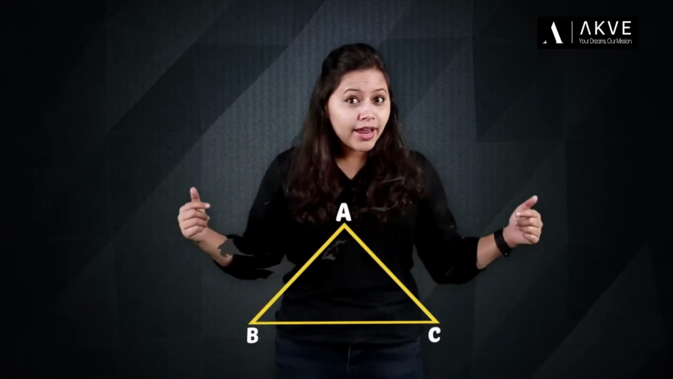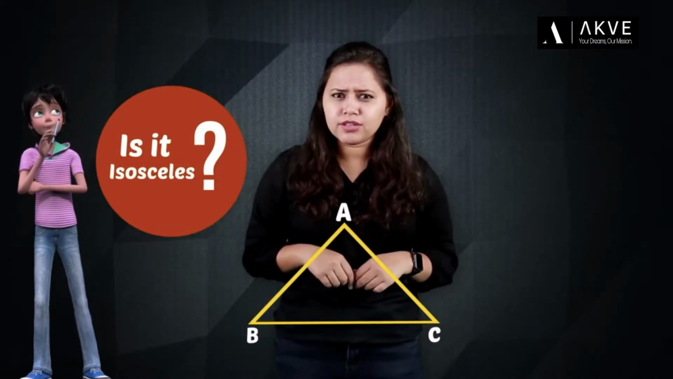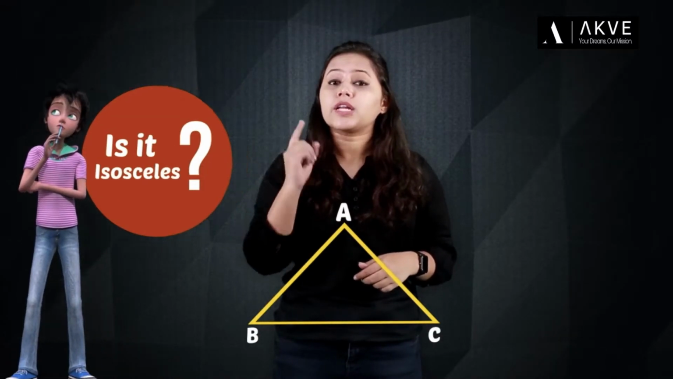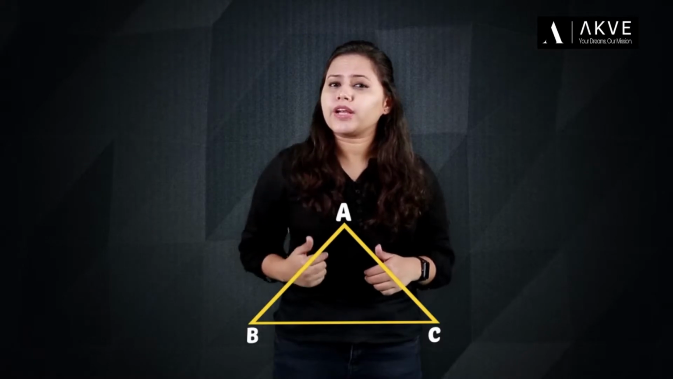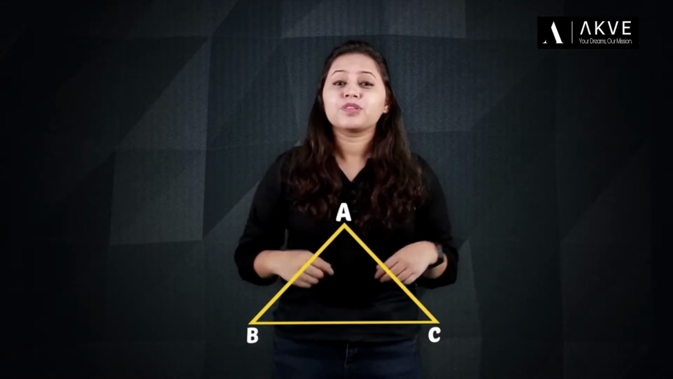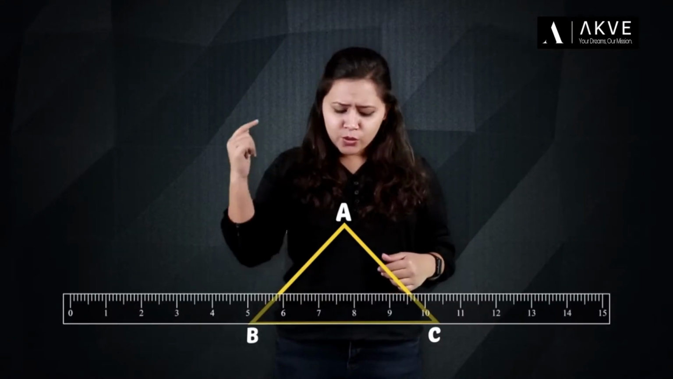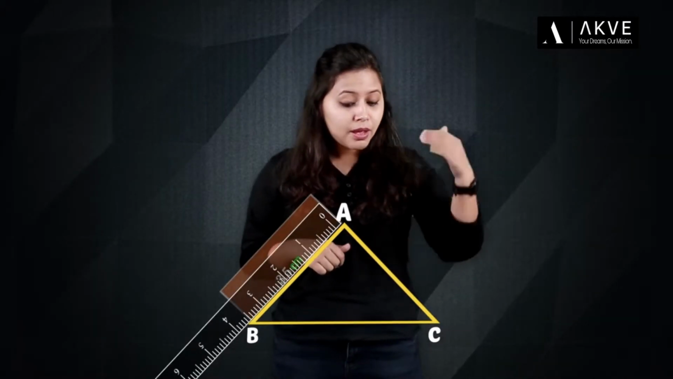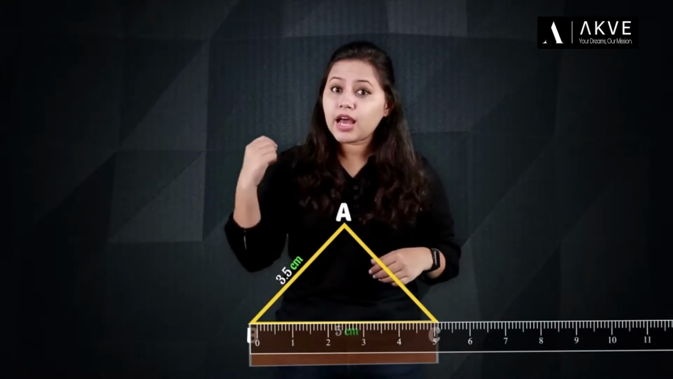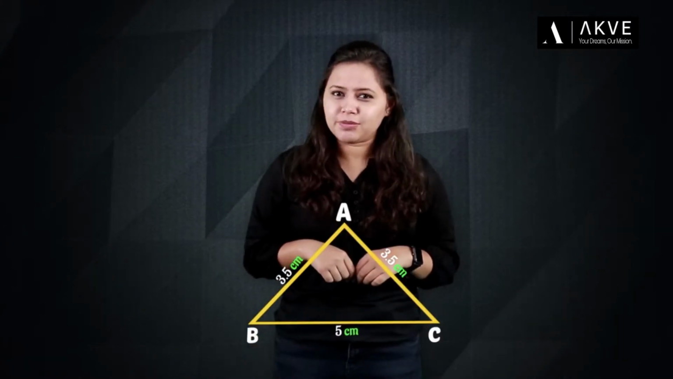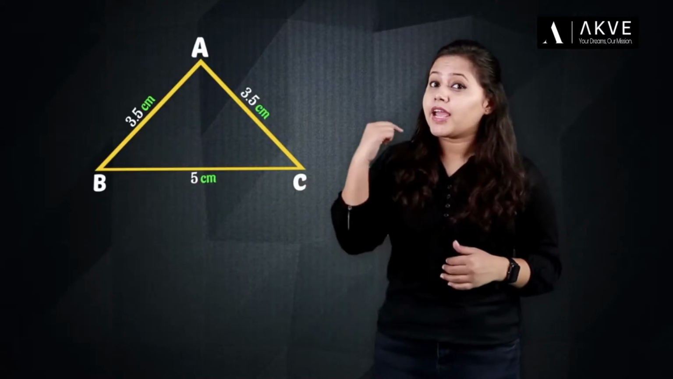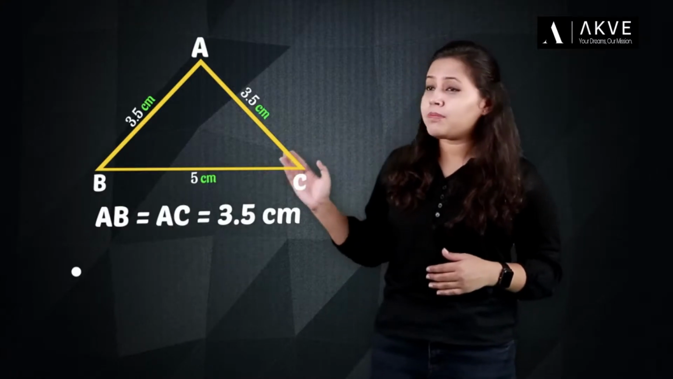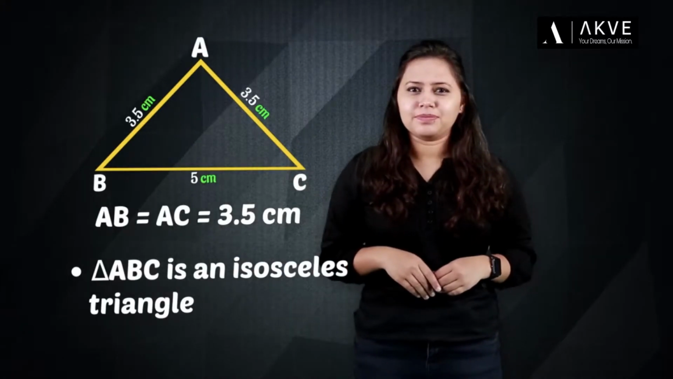Now look at this triangle and tell me, is it isosceles? Seems like it, but can we say for sure? Not until we precisely know the lengths of at least two sides of this triangle. So, using a ruler, we can see that AB is 3.5 centimeters, BC is 5 centimeters, and AC is 3.5 centimeters. So here, AB is equal to AC. Thus, it is evident that ABC is an isosceles triangle.